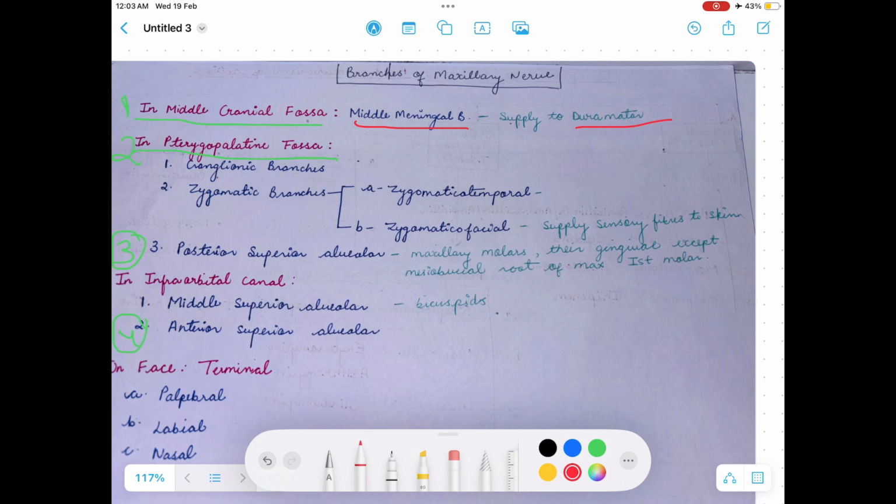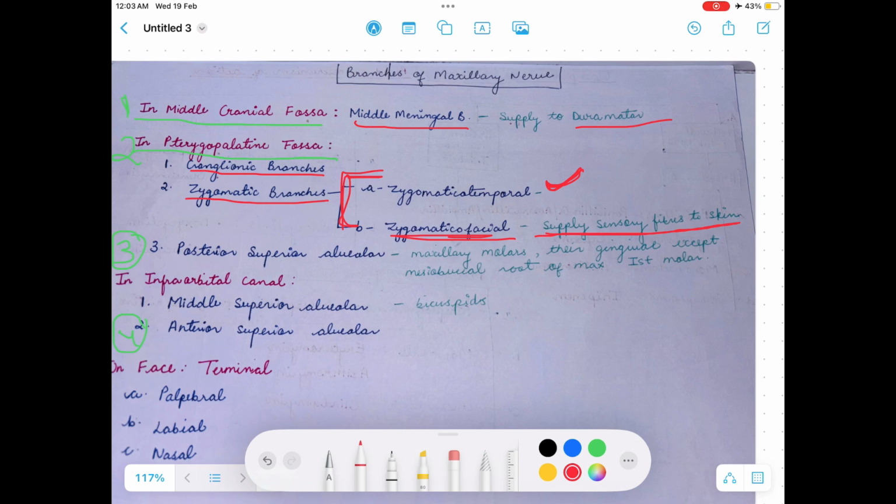Now in the second region, the pterygopalatine fossa, it gives three branches. The first branch is the ganglionic branch. The second is the zygomatic branch, which further splits into two: the zygomaticotemporal, which supplies the temple region, and the zygomaticofacial, which supplies sensory fibers to the skin.